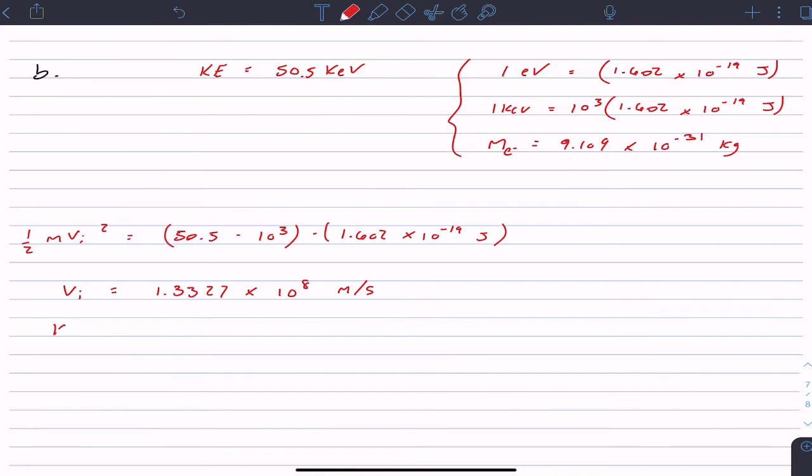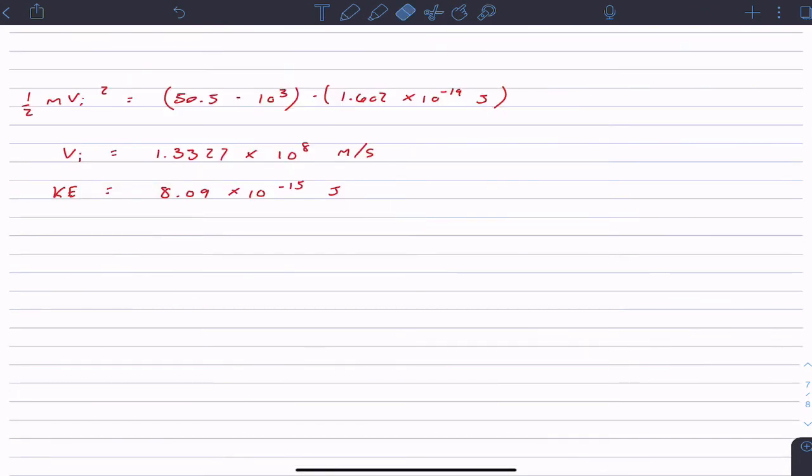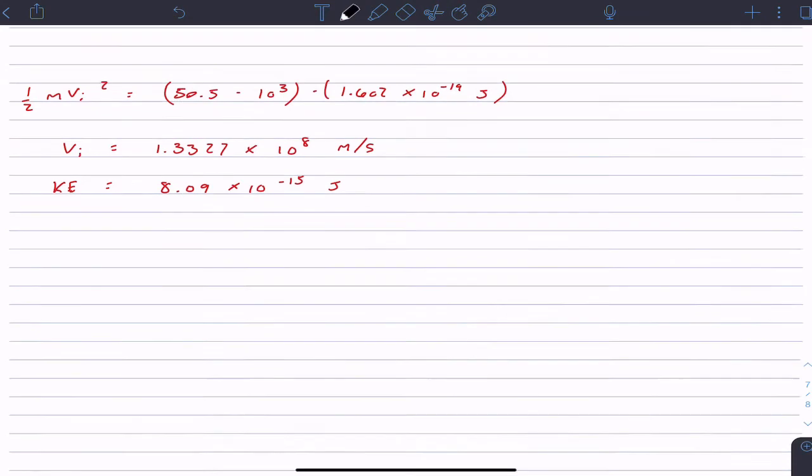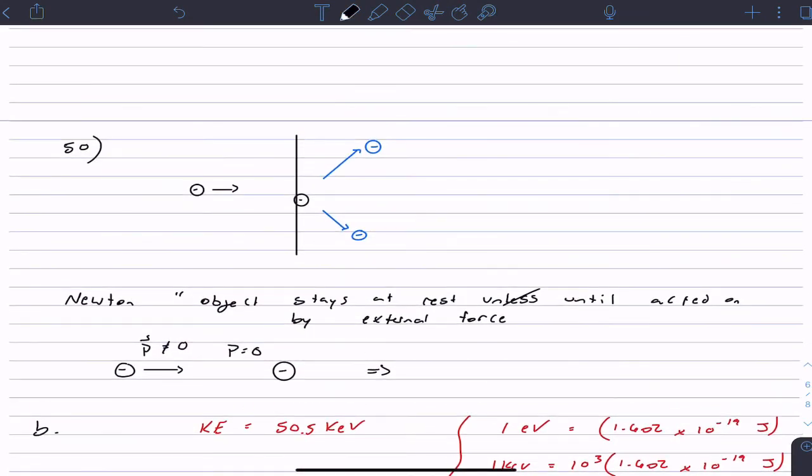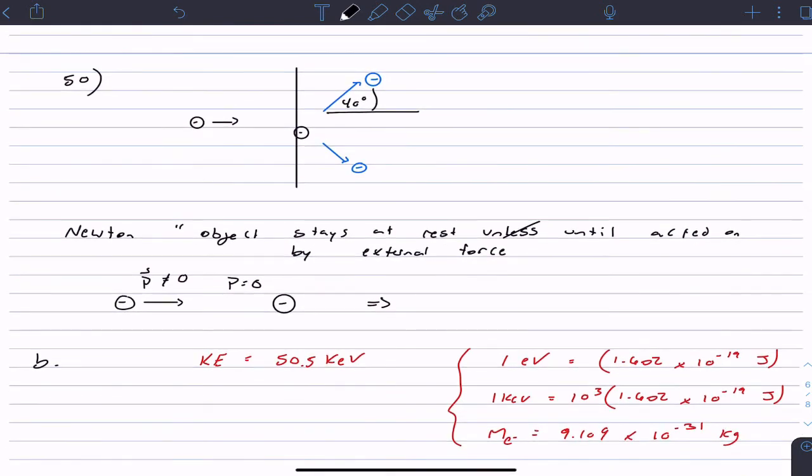Then your initial kinetic energy also is a known value, and that's 8.09 times 10 to the negative 15 joules. Now, we know that this collision is elastic, because that is exactly what we're told. Also, we should point out that this angle is 40 degrees. We're going to need that. That's given to you in the problem; I didn't solve for it.